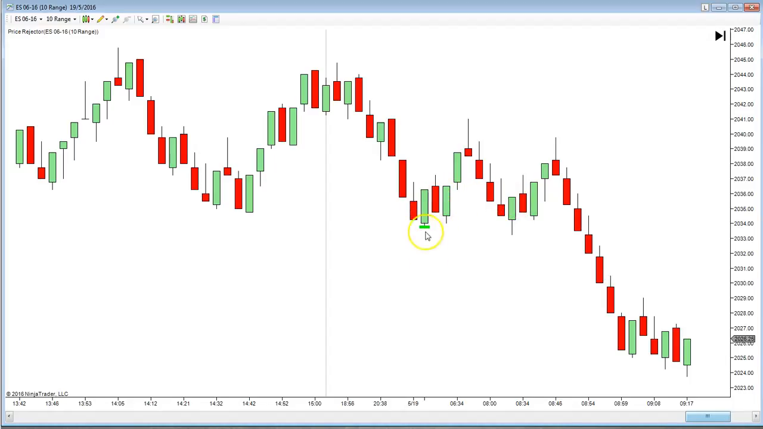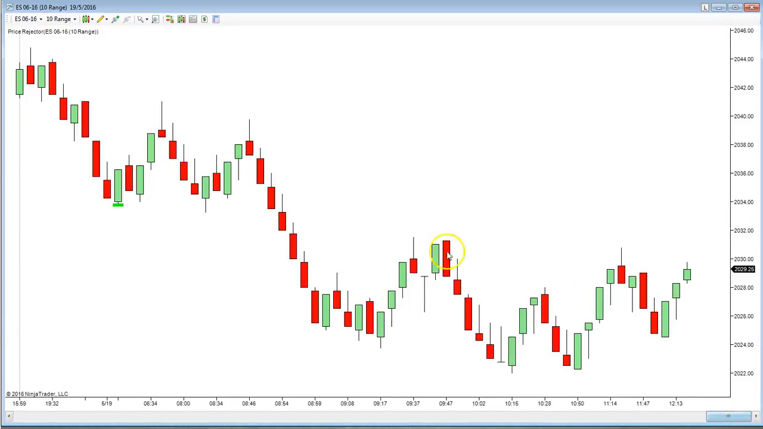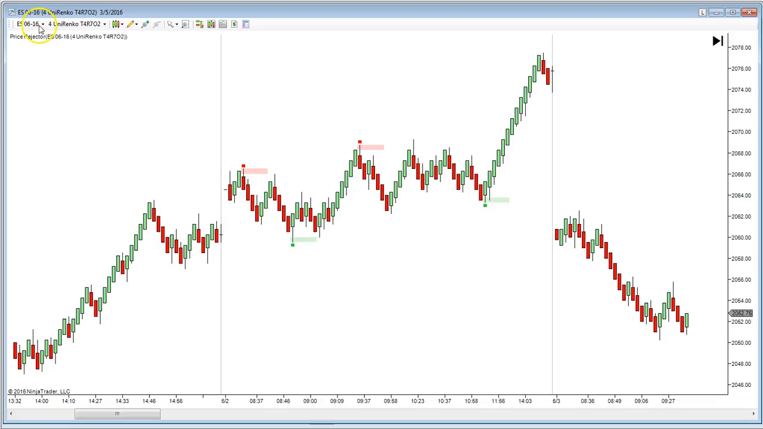Okay, this one is sort of pre-market in the morning. This is the 19th. And there was nothing on that day. I'll see if I can show another emini chart. Okay, so let's look at this, this is emini. This is a different type of chart. This is the Uni-renko chart.